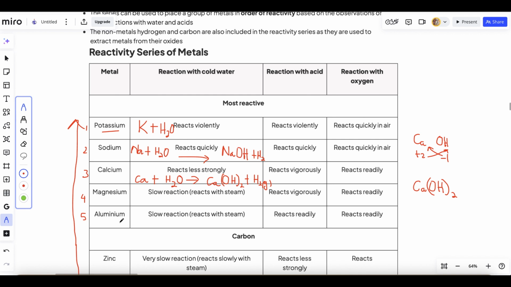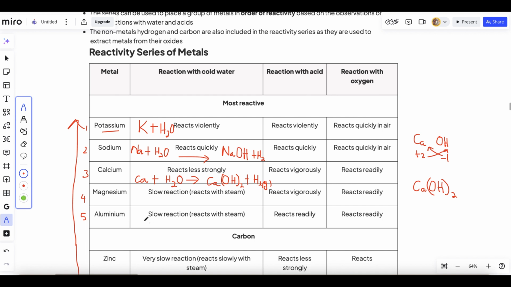Aluminium is extracted from its ore, which is bauxite. Bauxite has the most aluminium, right? It is the natural ore, which means aluminium oxide. Aluminium oxide is the bauxite. It is called bauxite, the ore of aluminium.